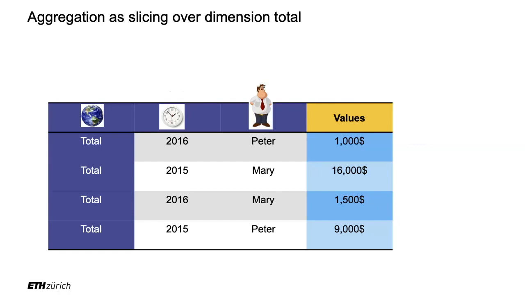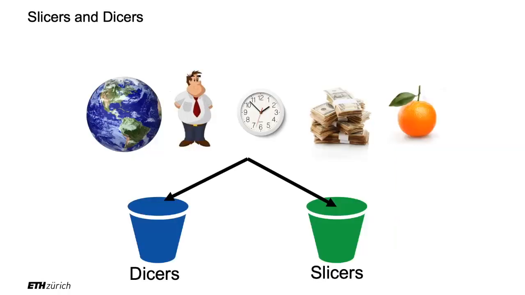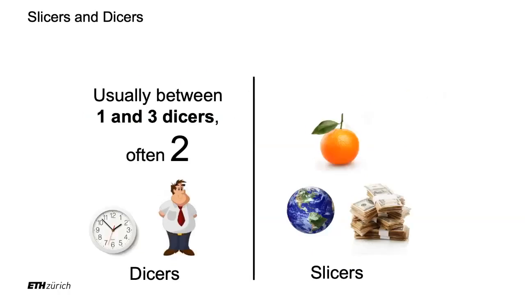Let me put it otherwise. If the CFO asks you for the quarterly numbers and you just ship that to them, they will maybe not be very happy, right? So you need fancier ways of doing things. And this is where slicing and dicing is actually coming into play.